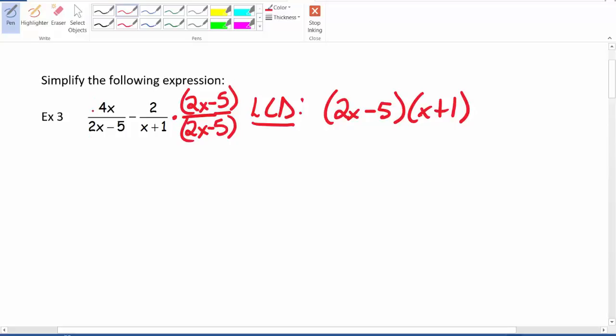The one on the left, though, we would have to multiply this by x plus 1 to get that least common denominator that we're hoping for. And then also x plus 1 on the top.